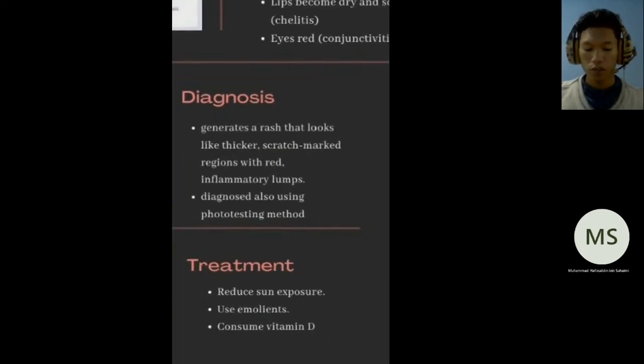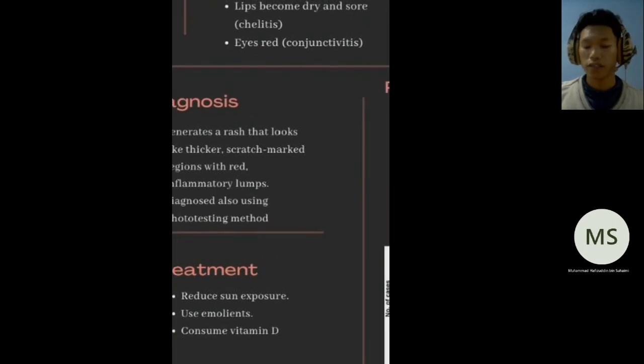The next one is that this disease can also be diagnosed using the photo testing method. Photo testing is a method where we use a light that has a UV characteristic, and we expose it to the skin, but in a minimal amount, so that we can diagnose the disease.